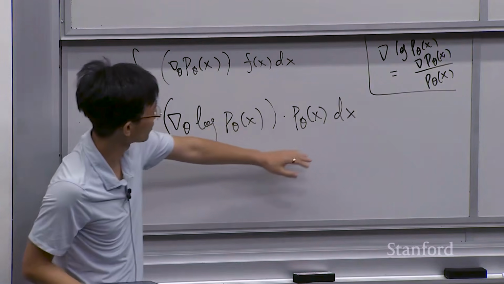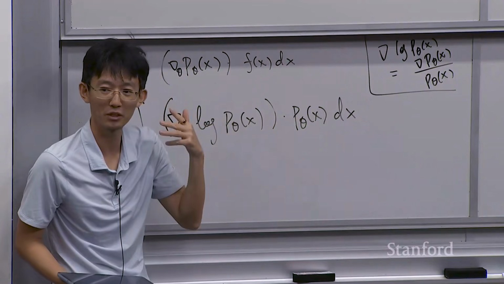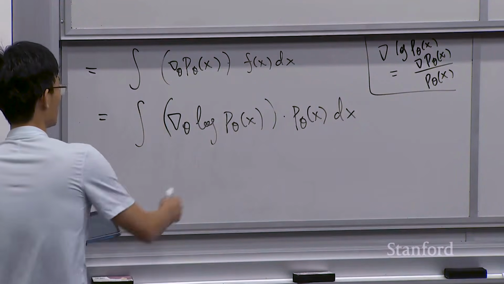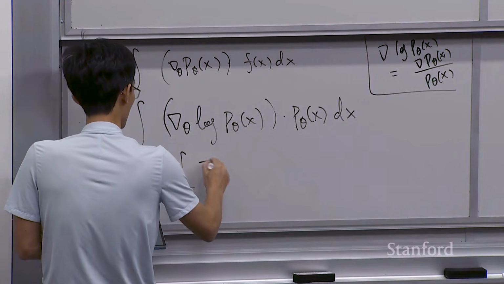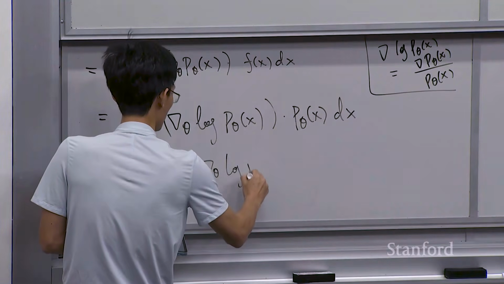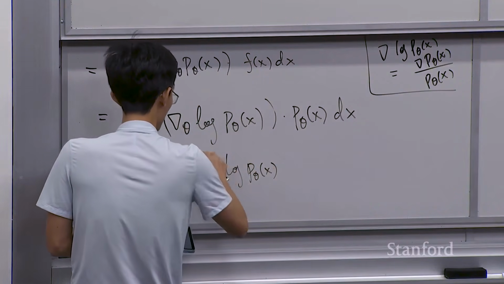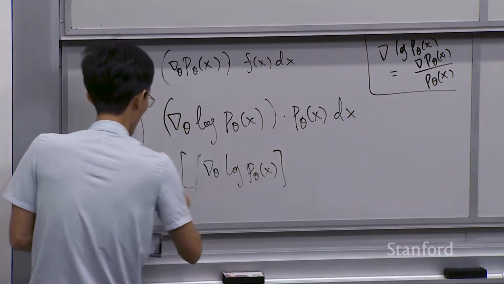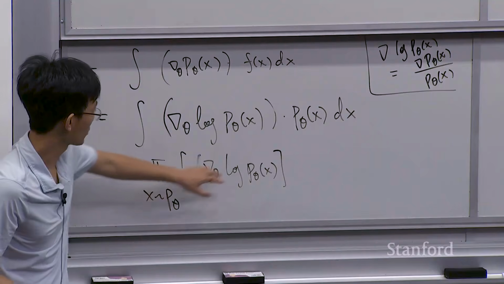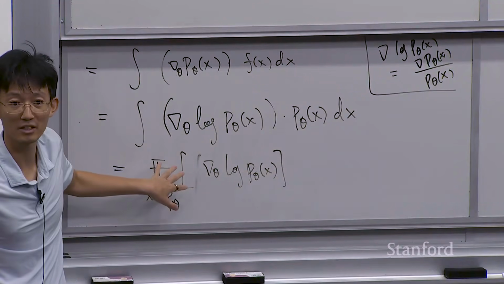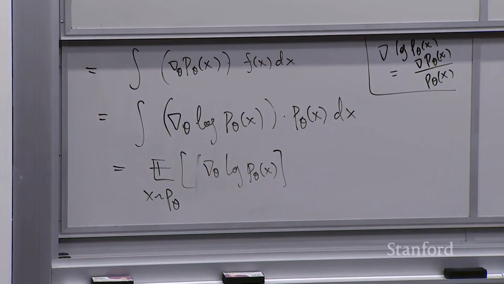And why do you really want this? The main reason is that you want this term to show up so that you can get back to the expectation form. So if this term shows up, this equals the expected value of nabla theta log p theta x, where x comes from p theta. Because this p comes into the expectation, right? The expectation of something is the same as the probability times the value.